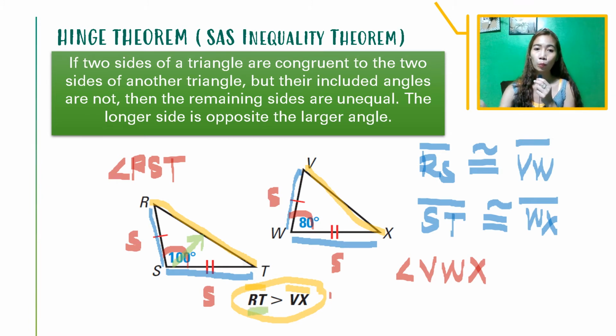Kung ano yung katapat ng bigger included angle, that is the longer side, comparing the two triangles. So that is the Hinge theorem. You just have to look for the included angle for you to know which opposite side is longer. That's it.